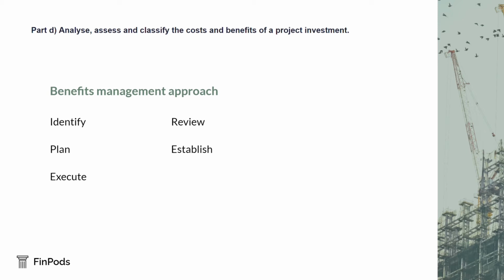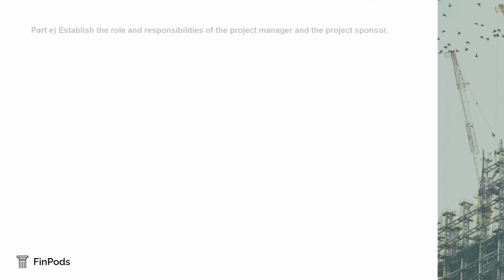The first stage of the diagram, identifying and structuring benefits, is important for inclusion in the business case. The point of the business case is to secure funding by demonstrating the benefits for the organisation that the project will bring. Part E. Establish the role and responsibilities of the project manager and the project sponsor.